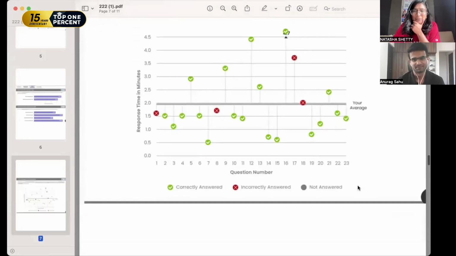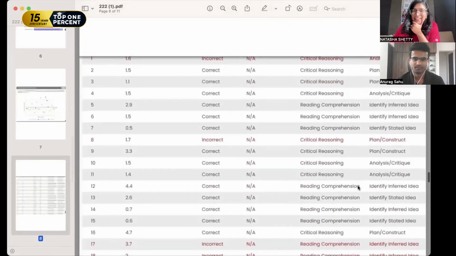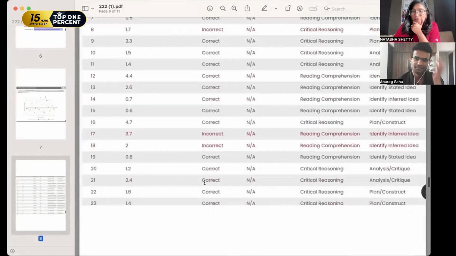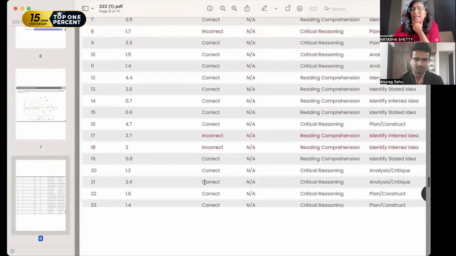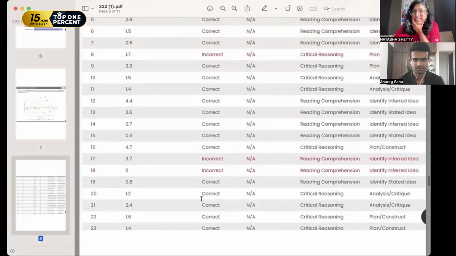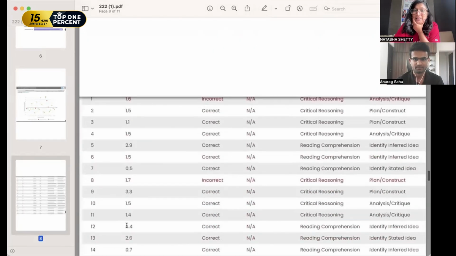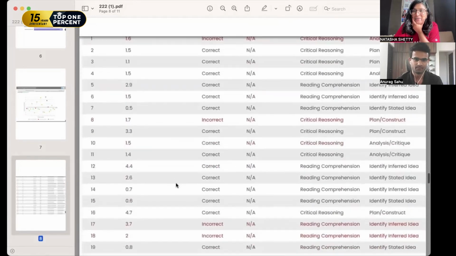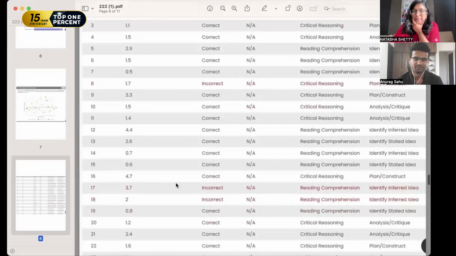While looking at the verbal score, again, the first question was incorrect. There were two, three, four incorrect in verbal, and you still managed to get a 96th percentile. Maybe if the first and, let's say, the eighth question were correct, it would have really scaled up your percentile as well.